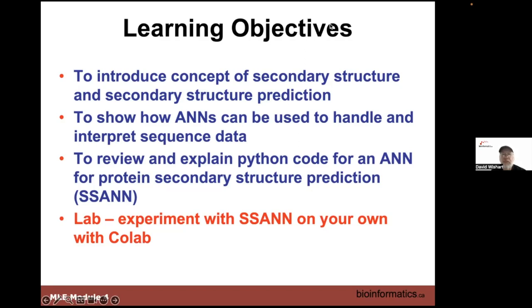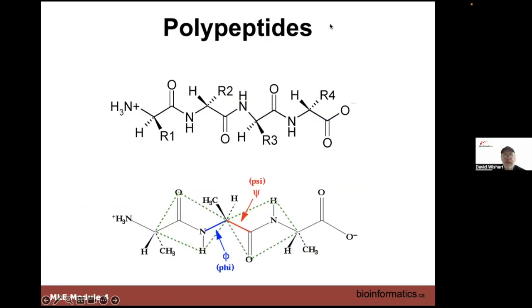We're going to explain the Python code for the secondary structure prediction. And then, as I said, the lab is something that you can do after the lecture. So we're not going to actually have an allocated lab time. It's something you can do in the evening. So just some introduction. We're talking about proteins. There's a small number of you who are probably doing protein work. Most of you, it sounds like, are doing work with transcriptomes or metagenomes or general genomics and SNPs.